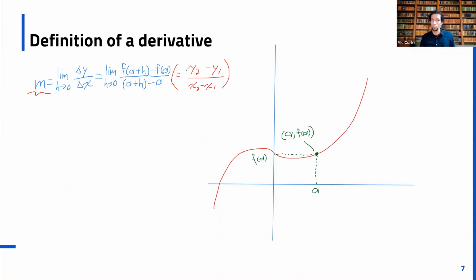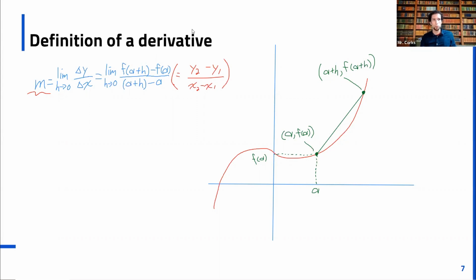And then we have a second point. So our x2 and our y2 is coming from just another point. Let's say we do it up here. It is A plus h. So the X value here is A plus h, and then our Y value is f of A plus h. Whatever our function is, evaluated at whatever A plus h is.